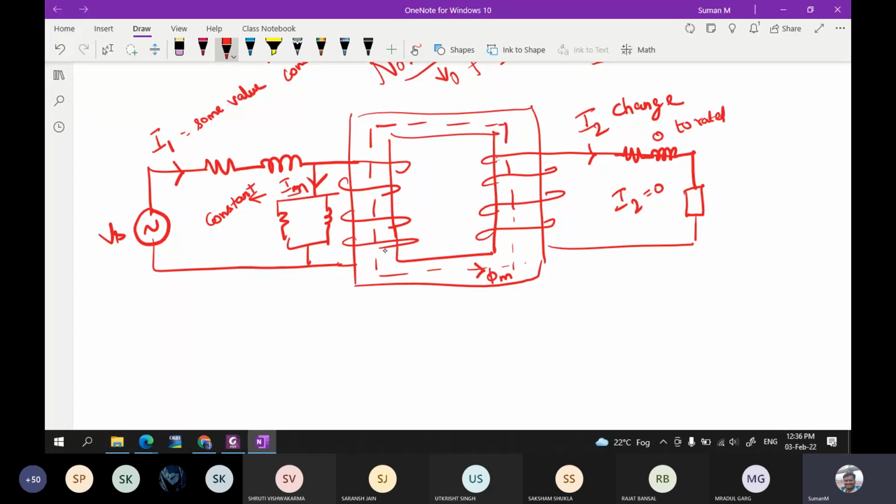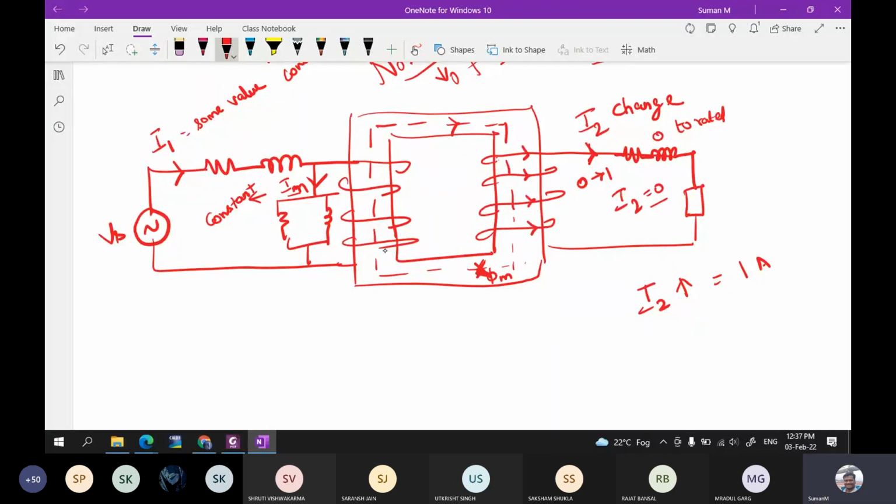So I1 is having some value. Now I2 changes. I2 is increased because let's say I am including some load. Initially I2 was 0. If I2 is changed to 1 ampere from 0 ampere, then the current flowing through this path is going to increase from 0 to 1.